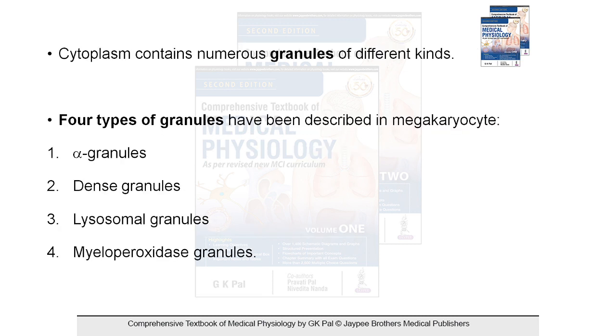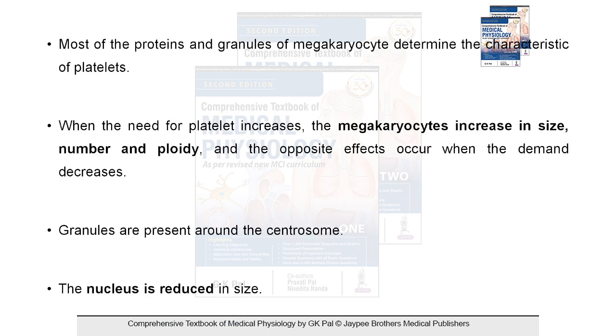Coming to the structure of a platelet, we cannot say there is a regular shape. This platelet has an irregular shape, having a very important connecting system called the canalicular system or canaliculi, which is always in contact with the extracellular fluid. And we have four types of granules: alpha granules, dense granules, lysosomal granules, and myeloperoxidase granules. The nucleus is very reduced in size.